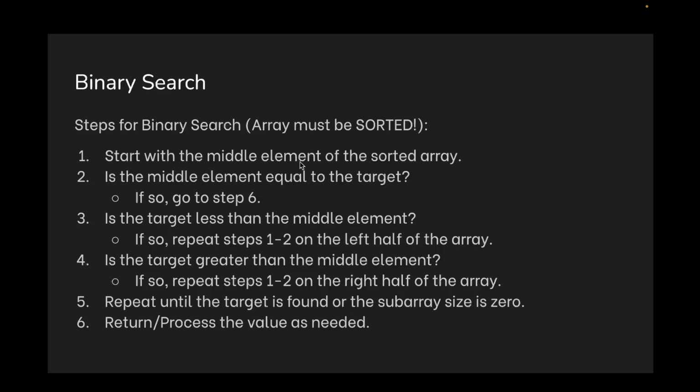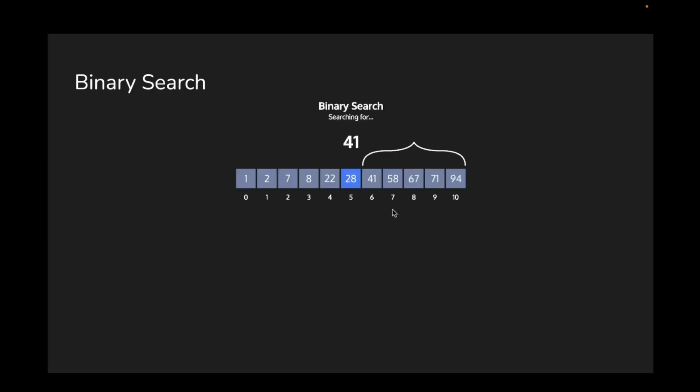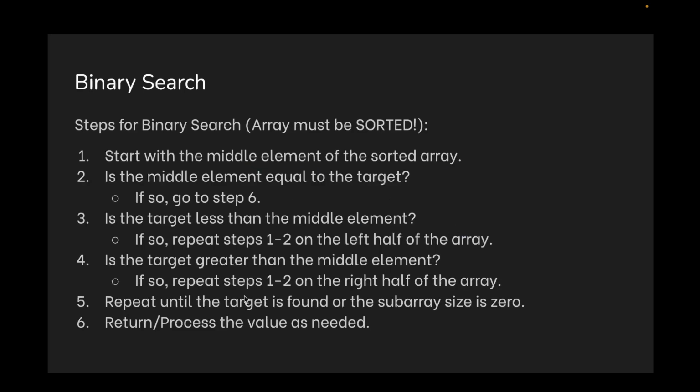Then we go back to the middle element, and we do the same steps. If the target is greater than the middle element, then we do steps 1 to 2 on the right half of the array. So we go back and then we do it on the right half, like that. And then we repeat this process until the target is found or the subarray size is 0. And then we return or process the value as needed, as we did with linear search.